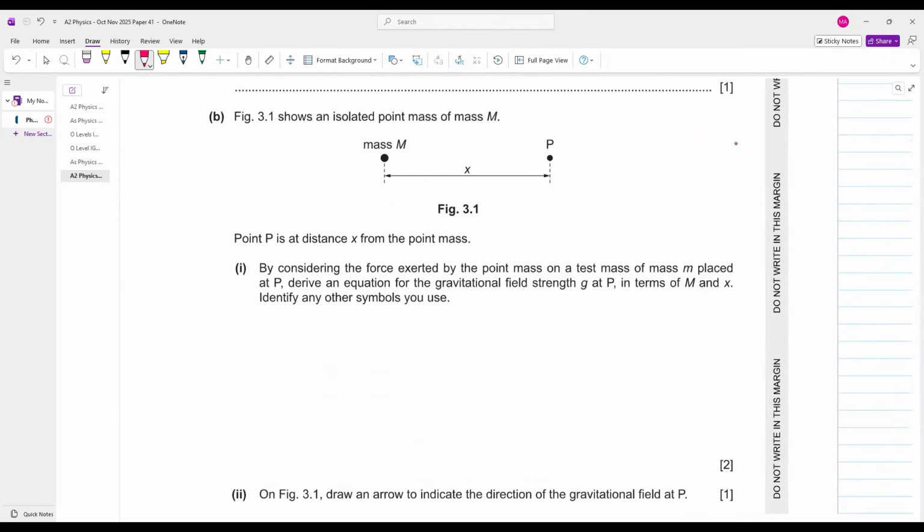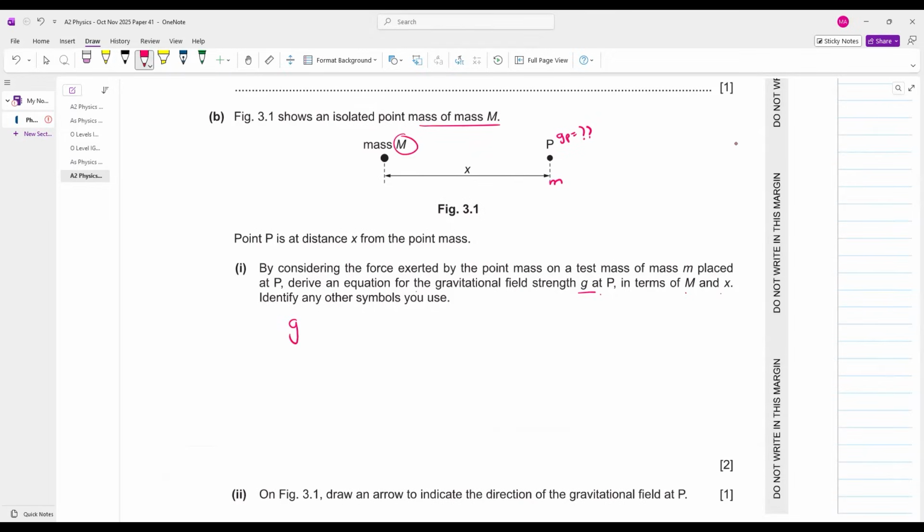Figure 3.1 shows an isolated mass of capital M. Point P is at a distance x from the point mass. By considering the force exerted by the point mass on a test mass of mass small m placed at P, derive an equation for gravitational field strength at P. So you have to calculate the gravitational field strength at P in terms of capital M and x. How will you do that?